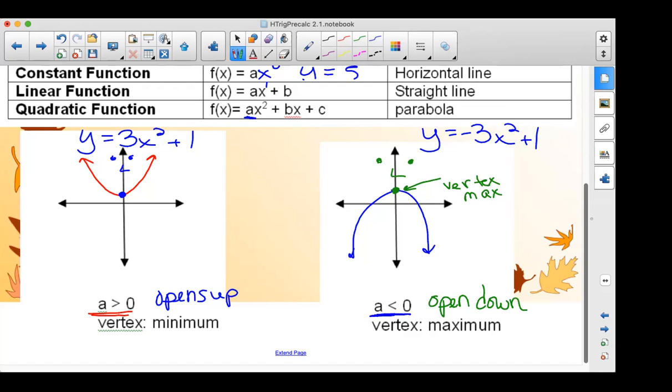So again, just by looking at the A value, I can say it goes up or it goes down. I can say the vertex is a minimum if it goes up, it's the lowest point, or a maximum if it goes down. And that's going to be a question that you're going to be answering. What direction does the parabola open? Does it open up or does it open down? Does it make a max or does it make a min? Questions?